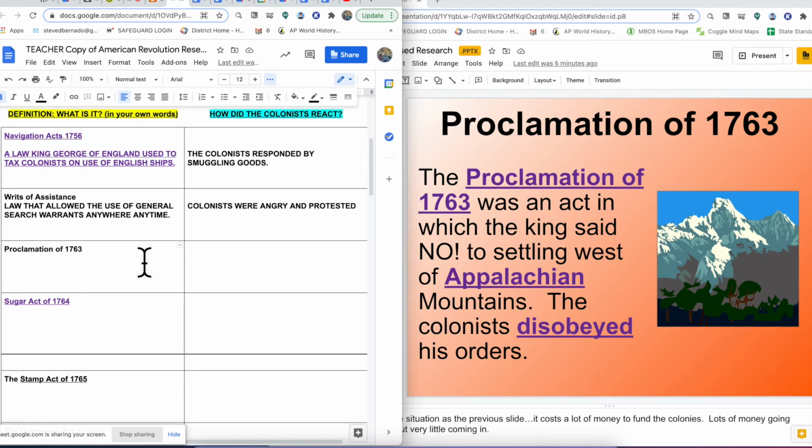The colonists said, what right do you have to tell us? The colonists disobeyed his orders and went anyway. So, the Proclamation of 1763. All right. And how did the colonists react?